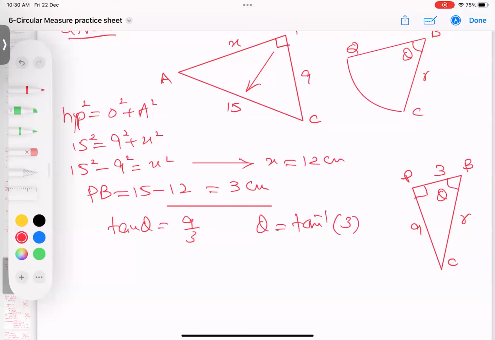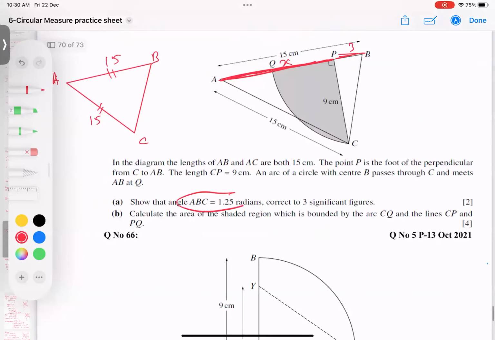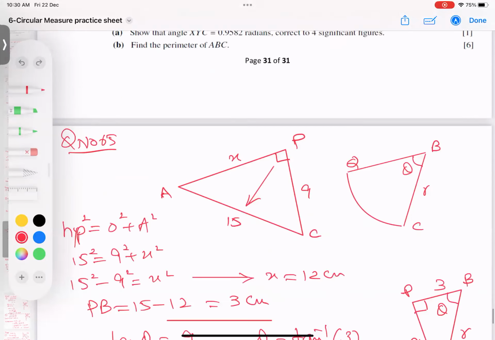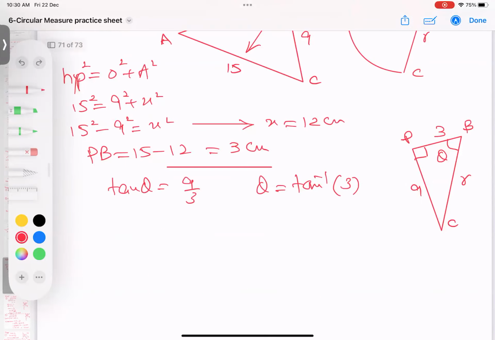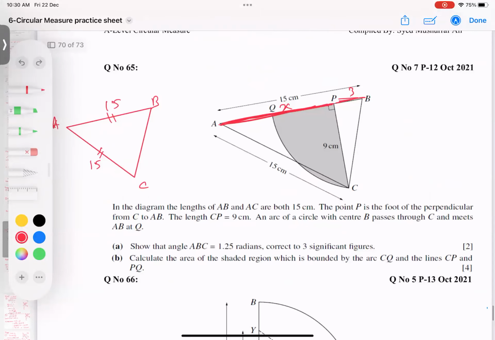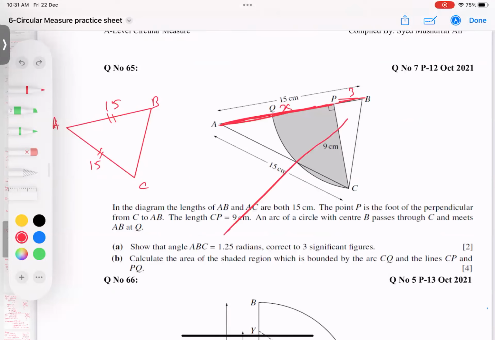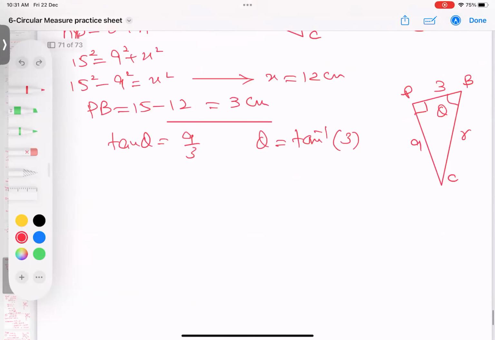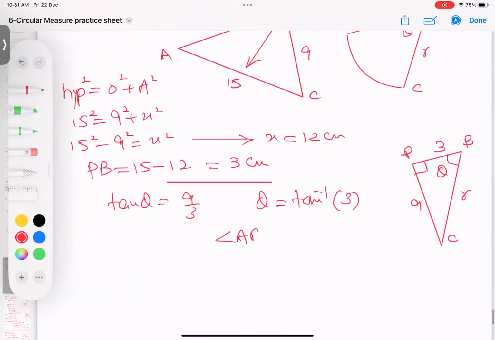And this is my target because he was asking me to prove angle ABC is 1.25. If I take the tan inverse of this, it will give me the angle. Angle ABC, okay. This angle is what is being asked for, and I gave it the name theta, so no problem, both are the same. So angle ABC, I got 1.25 radians. So this part is proved.